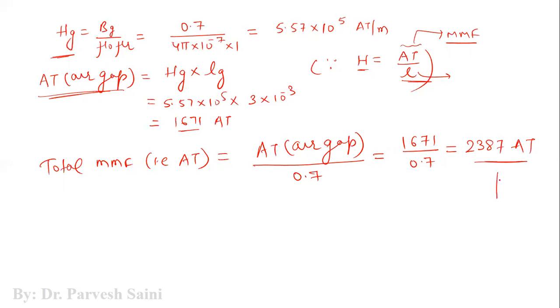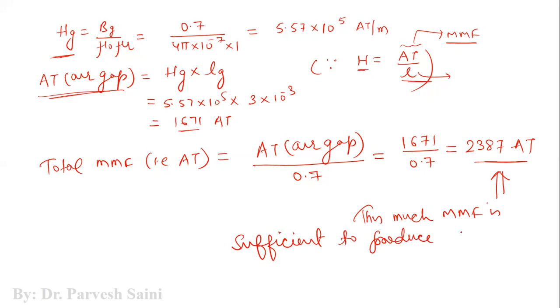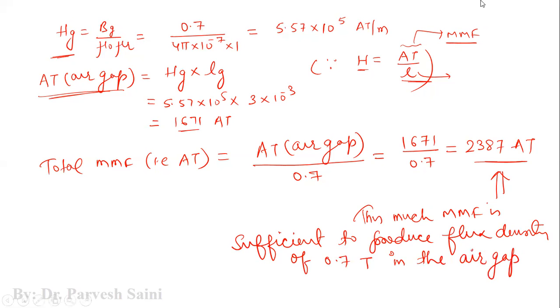So this much MMF is sufficient to produce a flux density of 0.7 Tesla in the air gap. So this is the answer for this particular question.